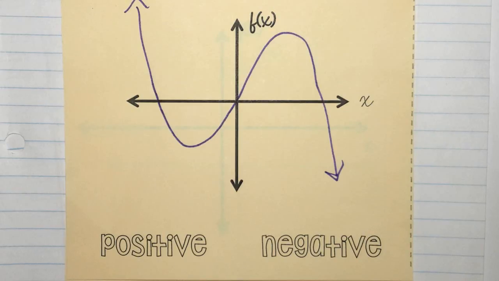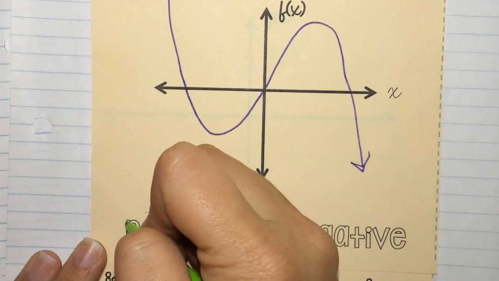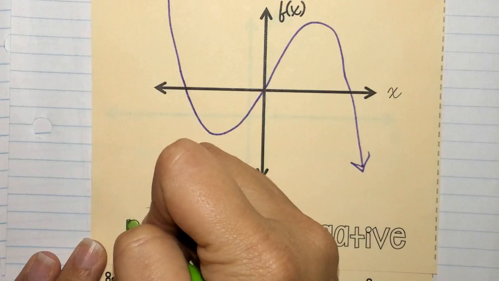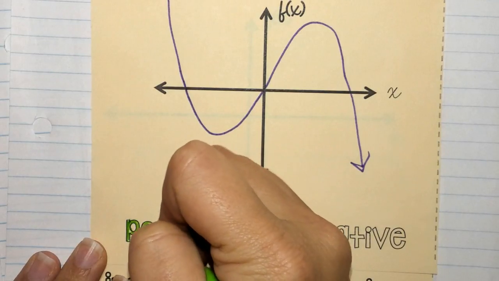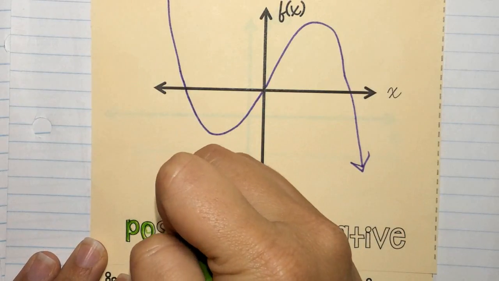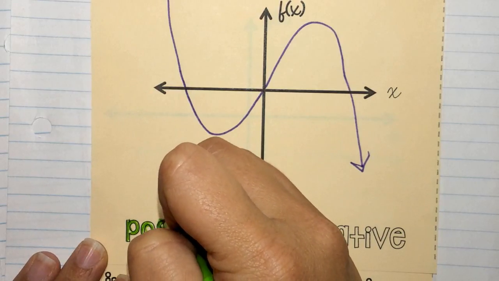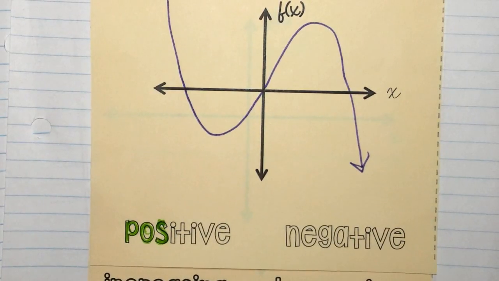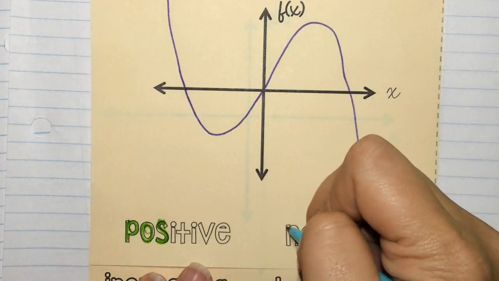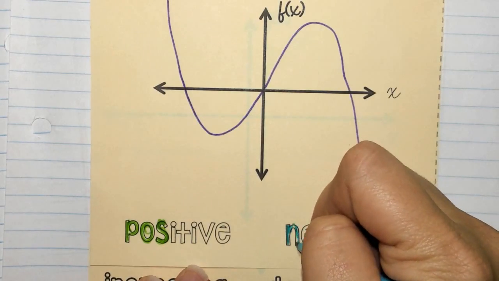Okay, so now let's identify the parts that are positive. I'm going to color my positive sections in green. So positive is going to be green for me. And what do y'all want negative to be? Yellow. Blue. I heard blue first. Sorry, guys. Negative will be blue.